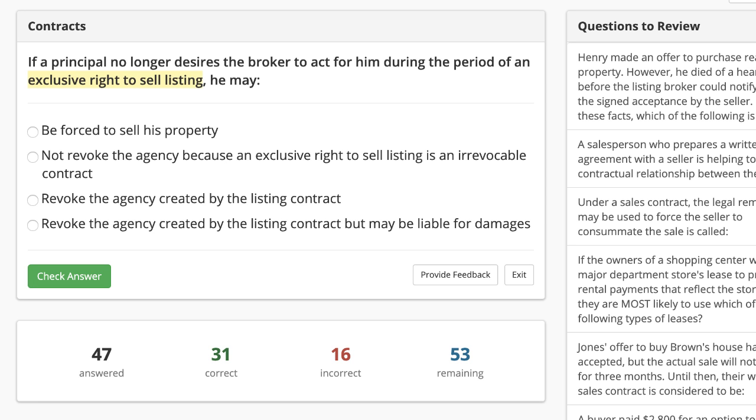Next on the board, if a principal no longer desires the broker to act for him during the period of an exclusive right to sell listing, he may A, be forced to sell his property, B, not revoke the agency because an exclusive right to sell listing is an irrevocable contract, C, revoke the agency created by the listing contract, or D, revoke the agency created by the listing contract, but may be liable for damages.